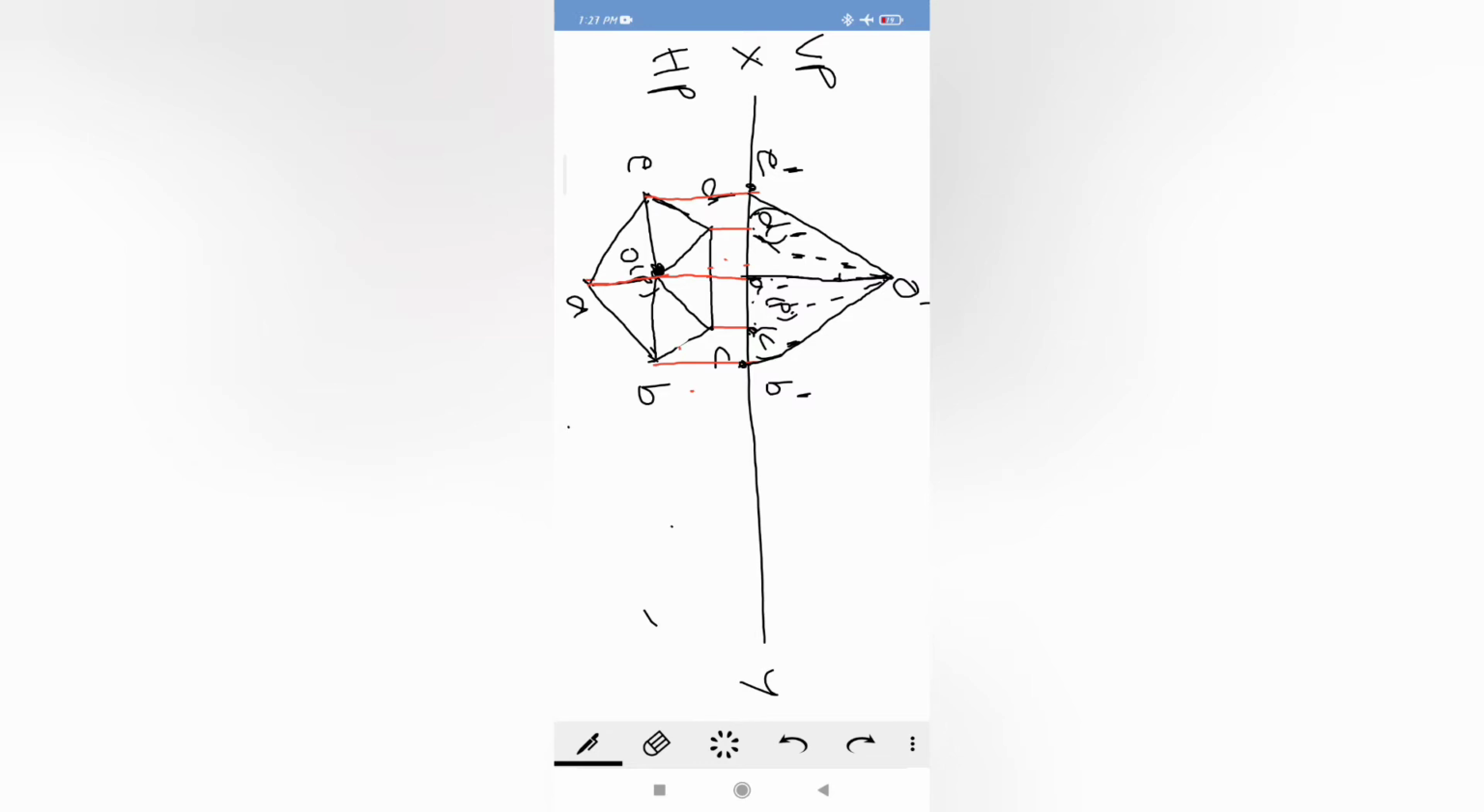In the top view, one of the edges of the pentagon is given parallel to VP. That means keeping an edge parallel to the reference line, you have to construct the entire pentagon.